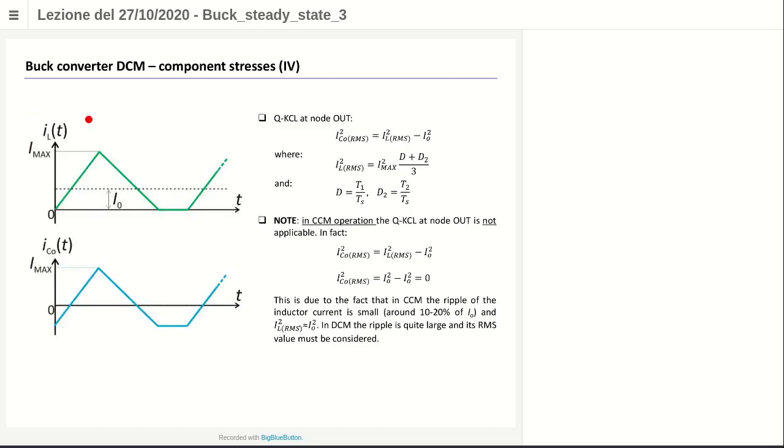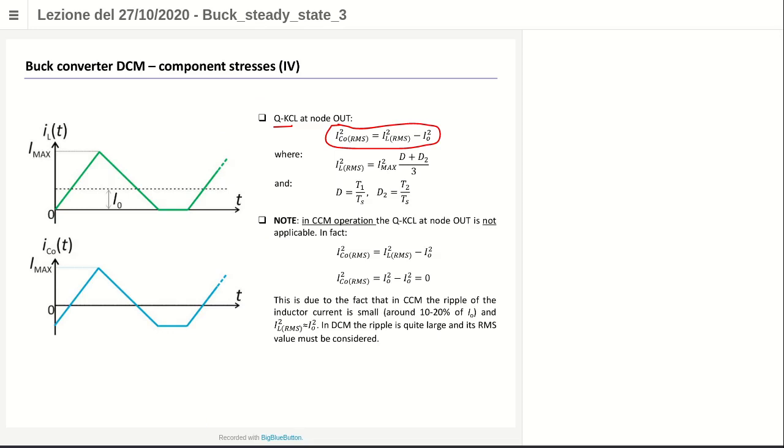The same for the output node. This is the inductor current. The output node current is simply the inductor current minus the DC component, which is I naught. So you can have this expression here. How can you get the root mean square value of this current? In order to get it, you can use again the quadratic Kirchhoff current law, and it is given by this expression. You have the summation of these currents, and you know that the inductor current includes AC and DC, the capacitor current includes only AC, and the output current is only DC. So you can get this expression. This is a little bit more complicated if you want to derive this expression for DCM. Try to work them out if you want, in order to understand the differences. It can be a good exercise.